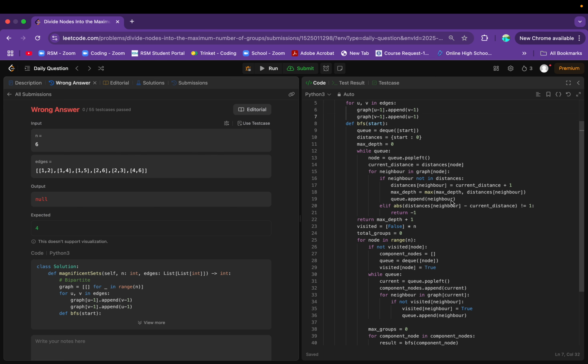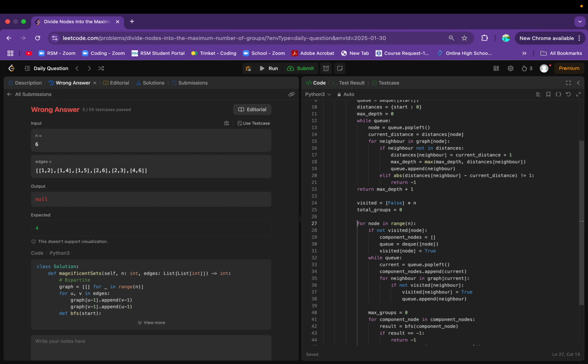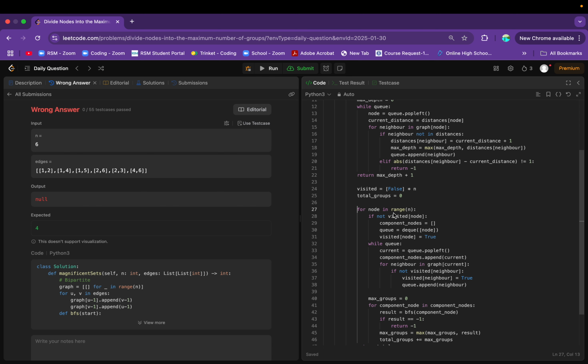Okay. Let's go ahead and see what's wrong here. We return the maximum depth plus 1 in the BFS function. That looks completely fine. Let's go ahead and verify this a little bit more here. And I will actually space this out as well. If not visited, component node, deque, visited node is equal to true. That should be completely fine.